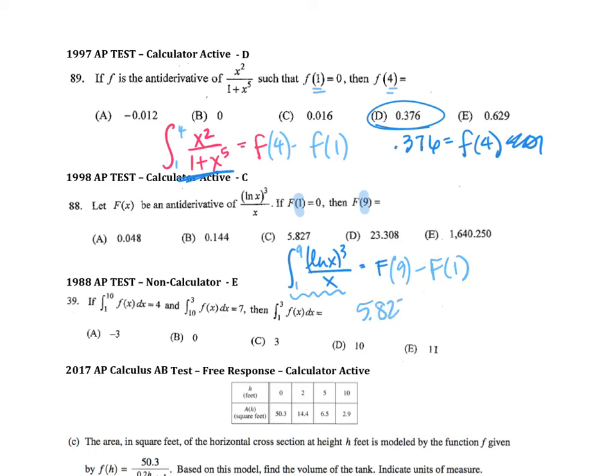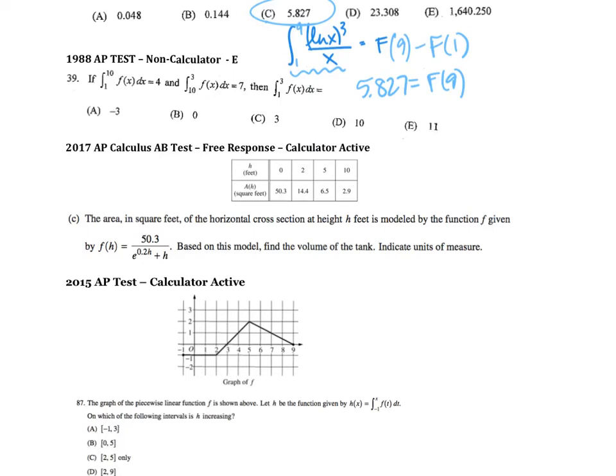5.827, which equals f of 9, what we're looking for. F of 1 in this case is 0 again. So again, we got f of 9 is 5.827. I love these for some reason.